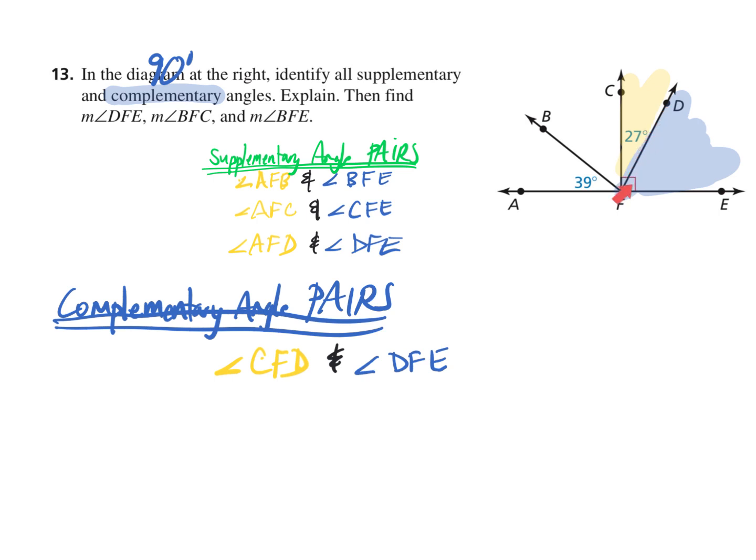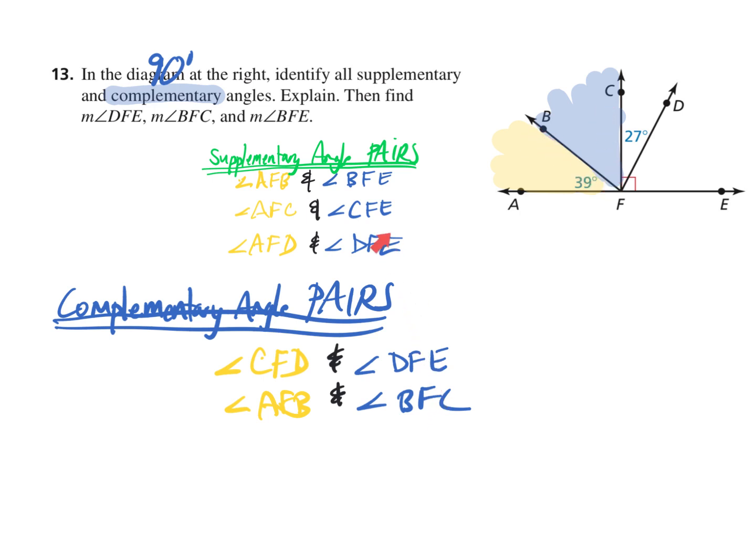and angle DFE. But that's not the only pair of complementary angles, because if angle AFE is a straight angle, if angle AFE has a measure of 180, and if this rotation from here to here is 90 degrees because of this box, then that means this rotation from here to here must also be 90 degrees. And therefore, we have another pair of complementary angles. These two angles add up to 90 degrees. So there's another pair. The yellow one, angle AFB, the 39-degree angle, and the blue one, which is angle BFC.